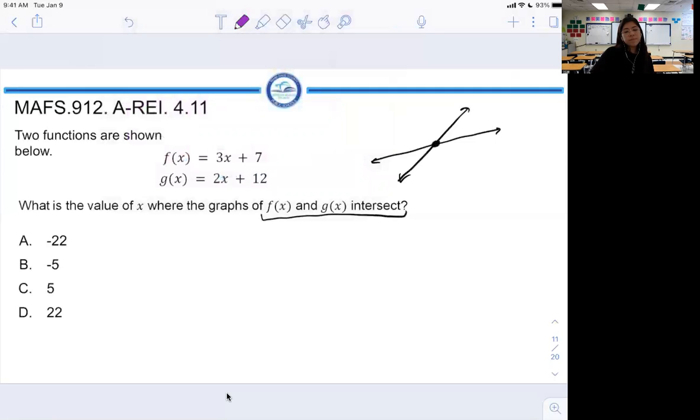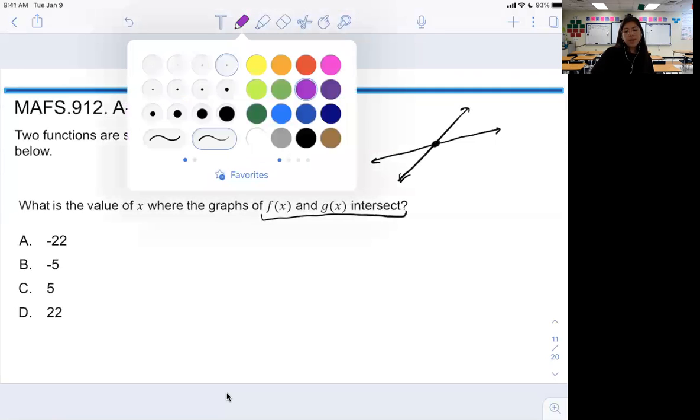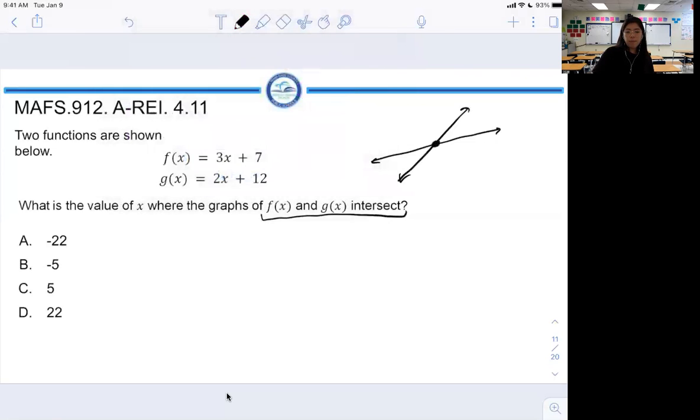Would you add them? I wouldn't necessarily add them. Let me give you a hint. The point where they intersect, wherever it is, that's called the equivalence point. So what can I possibly do to these two equations in order to figure out the equivalence point? Make them equal to each other, exactly.